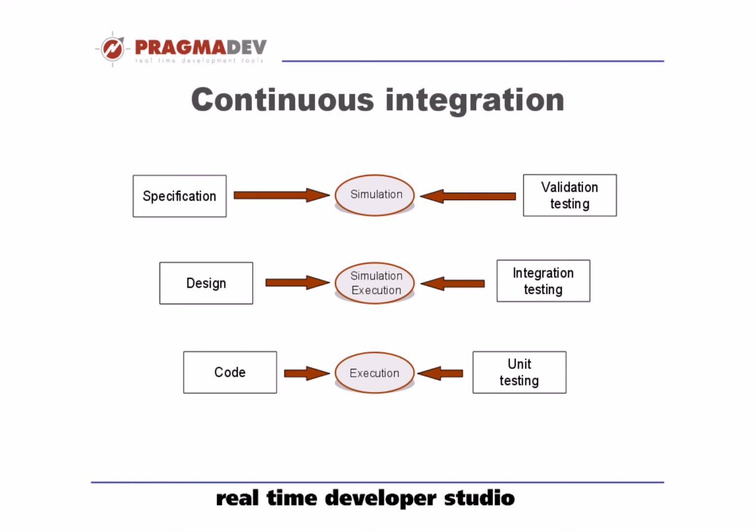PragmaDev Real-Time Developer Studio modeling technology addresses validation testing, integration testing, and unit testing, as well as specification, design, and code generation, covering 80% of the development cycle.